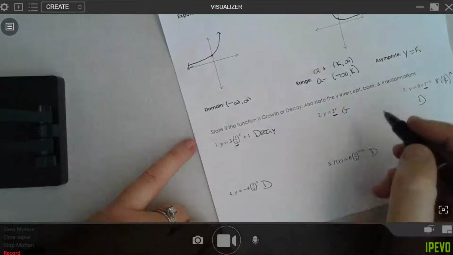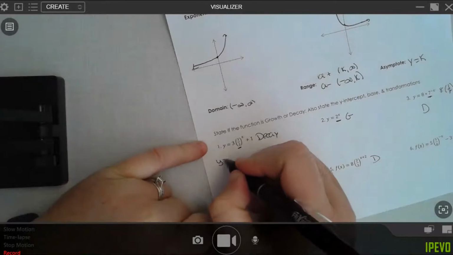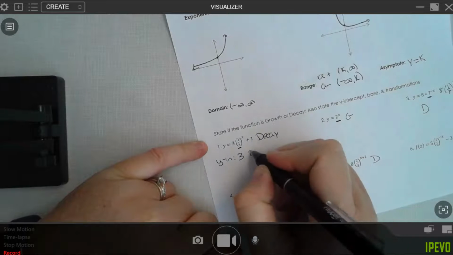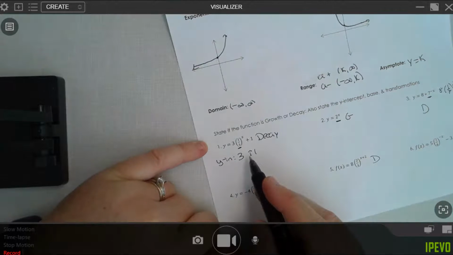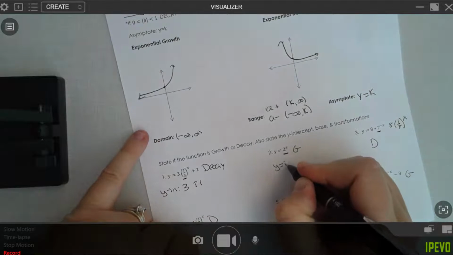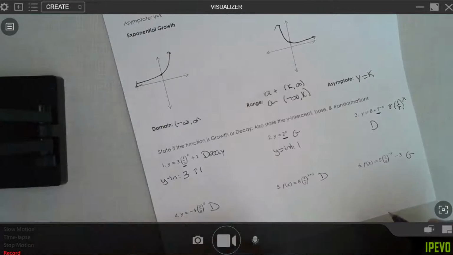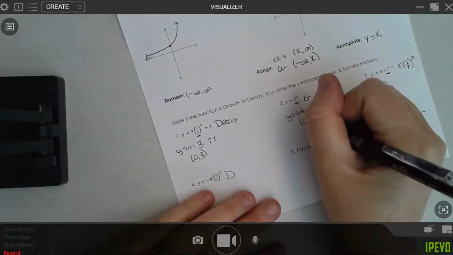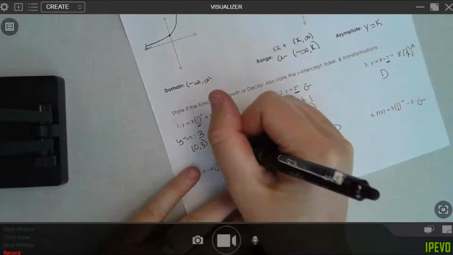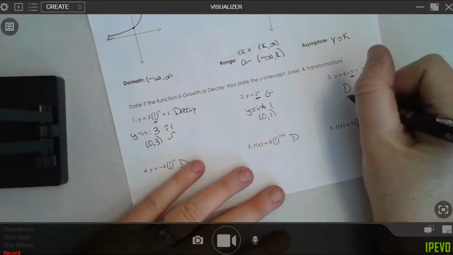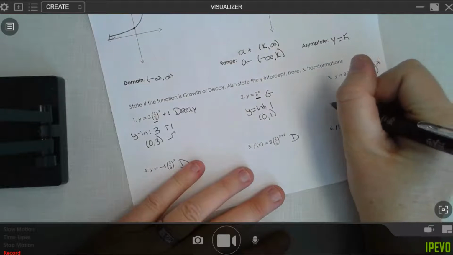All right, my y-intercept in standard form would be 3, but then I have to move that up 1. So really the y-intercept ends up being at 4. So this y-intercept is at 1. I guess we could write this as (0, 3) as a point. And this is (0, 1). So after the movement, your y-intercept would be (0, 4). And this starts at 8, so our y-intercept is (0, 8).